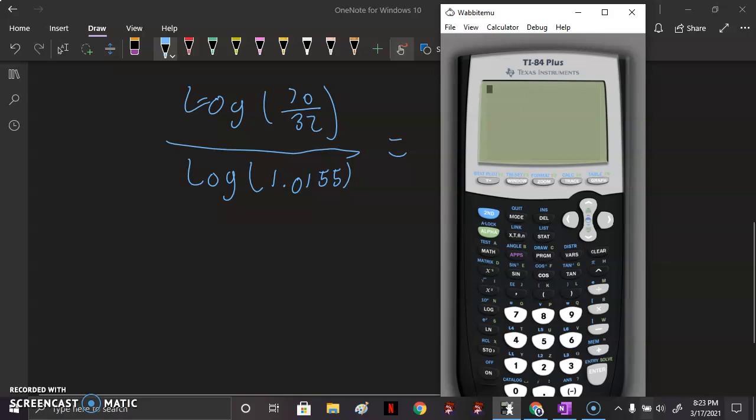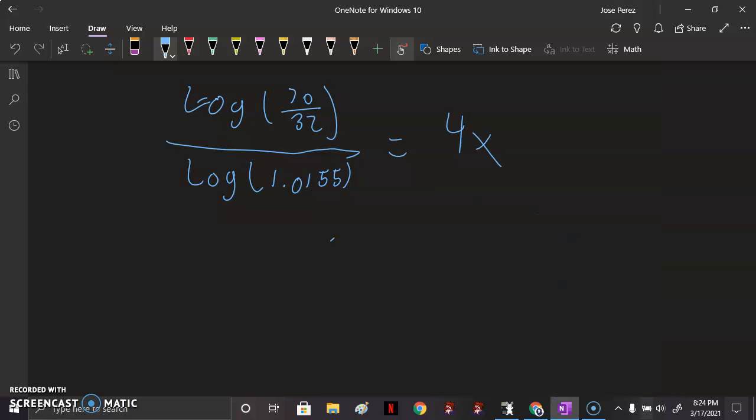Now on your calculators, I'm hoping this might be the calculator you use in school, but it's pretty similar to the TI-83 Plus or TI-84 Plus, TI-84 Plus CE. So on your calculator, you will see a log button. Press log, put 70 over 32. We click enter, we get this number, divided by the logarithm of 1.0155. What we get is 50.89. Well, we get this big number, but we can use 50.89.